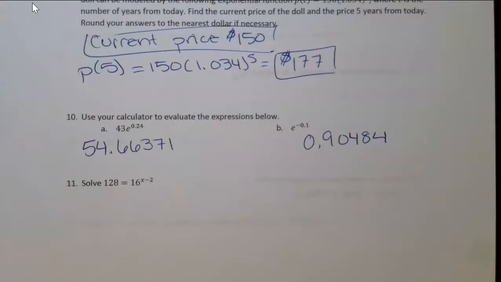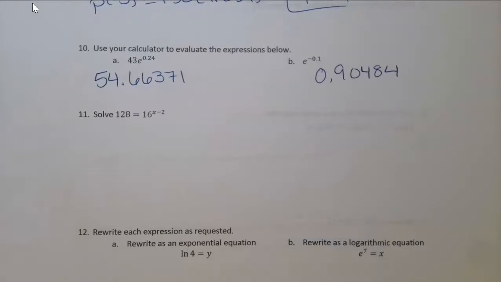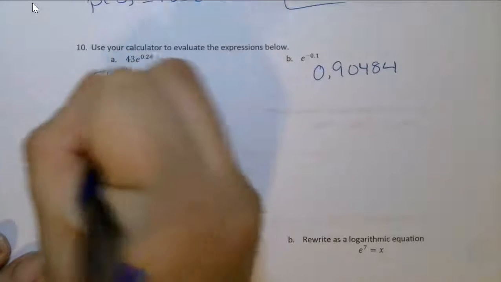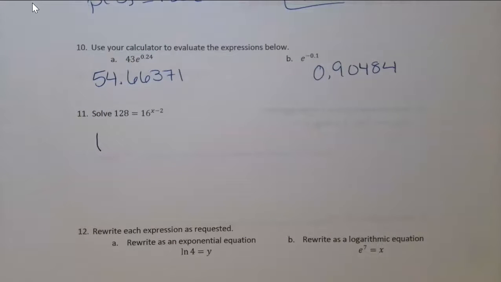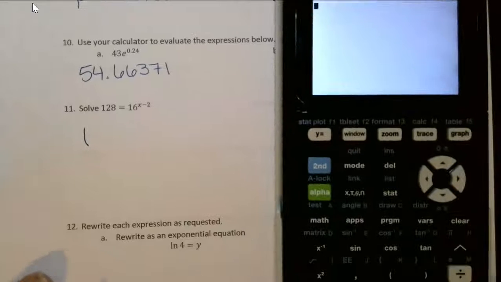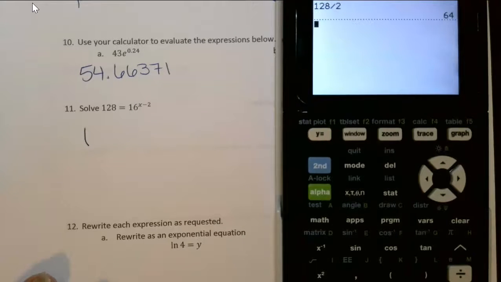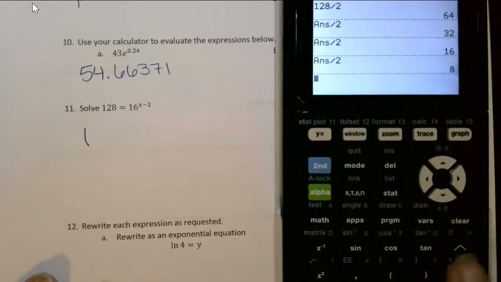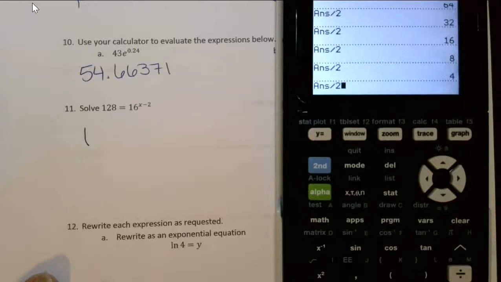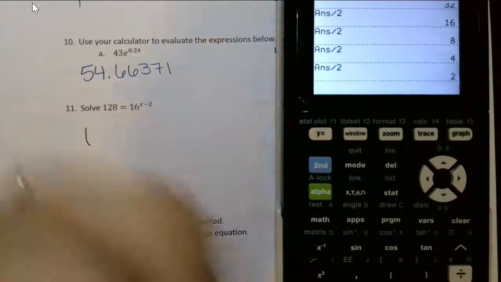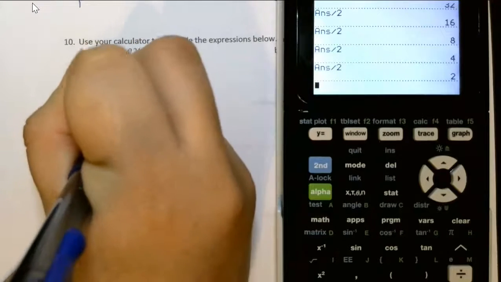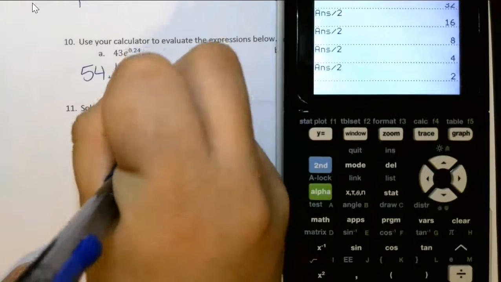Okay. The next one wants me to solve the equation. 128 and 16 are both powers of 2. I need to rewrite it, so to figure this out, I don't know what power of 2 128 is, so I'm going to keep dividing by 2, 2, 2, through 5, 6, and then 7 to count the 2s I get as an answer. So I get 2 to the 7. 16 is 2 to the 4th power.